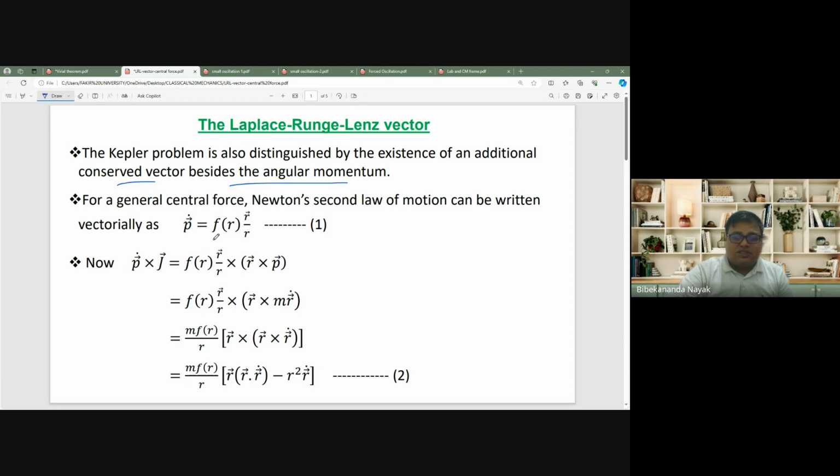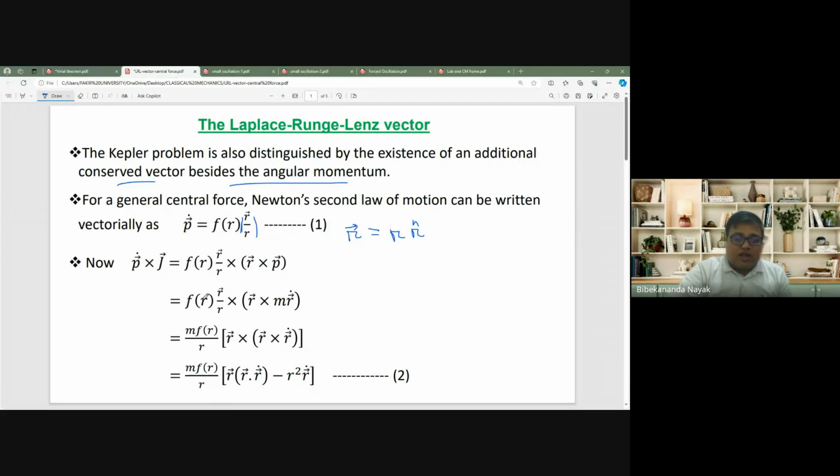So F, since it is a central force, is always directed towards or away from a fixed center of force. That means its direction is r cap. We can write r cap as r vector divided by the magnitude r. So it is written as F(r) times r cap, where r cap is r vector by r, because a vector has a magnitude and a direction, and generally r vector is written as a magnitude r and a direction r cap. So r cap will be r vector by r, as written here.